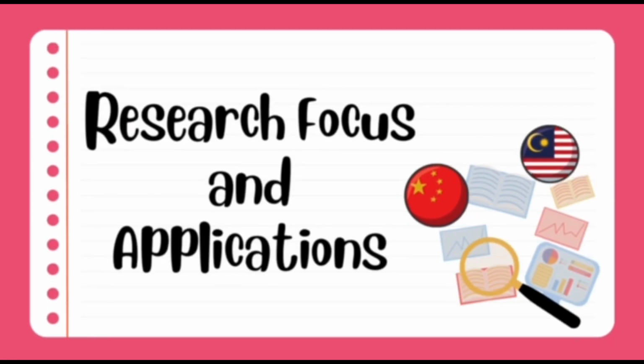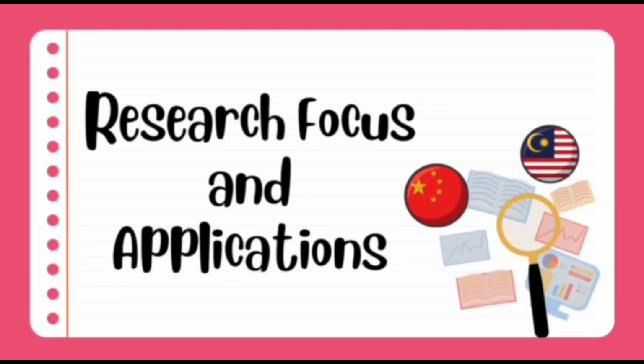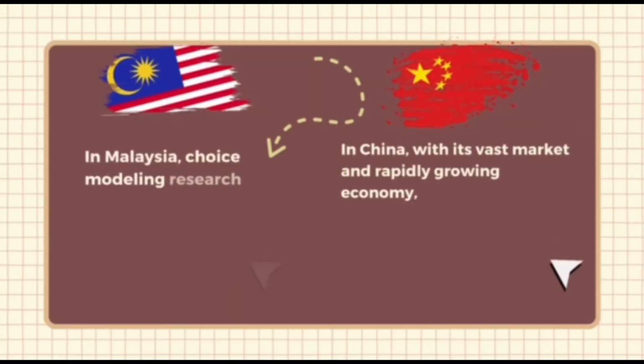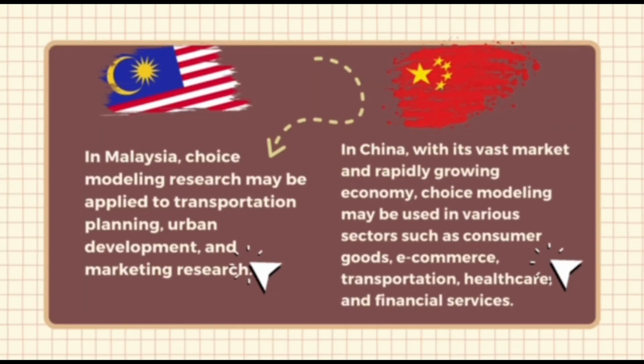Second is research focus and applications. The specific areas of focus for choice modeling can differ between Malaysia and China based on their respective priorities and economic sectors. In Malaysia, choice modeling research may be applied to transportation planning, urban development, and marketing research. In China, with its vast market and rapidly growing economy, choice modeling may be used in various sectors such as consumer goods, e-commerce, transportation, healthcare, and financial services.